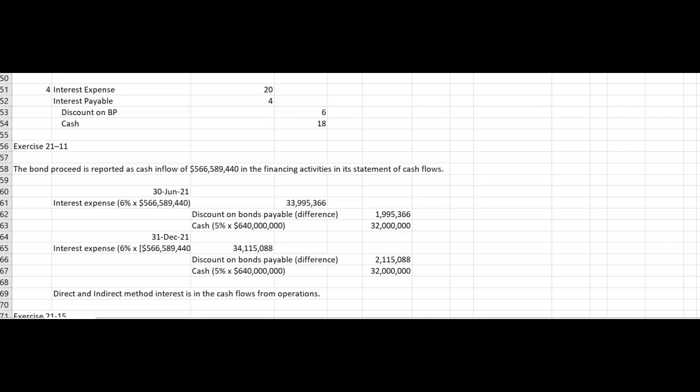$1,995,366. So we are now going to show in the operations $32 million, cash from operations. You have to show the cash, not the interest expense, because part of the interest expense was the cash paid plus the amortization of the bonds discount.